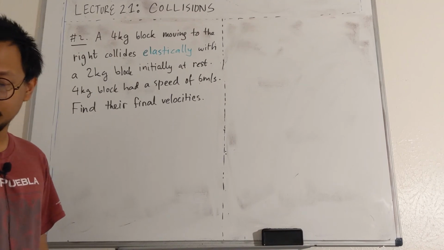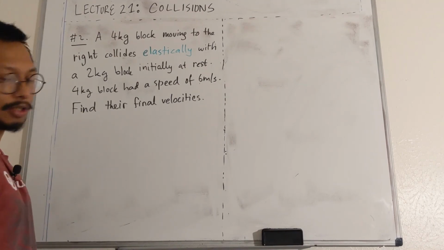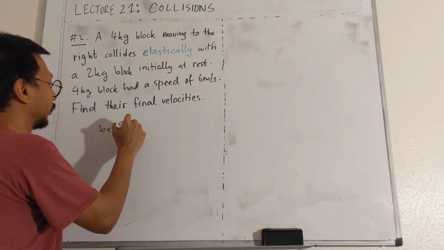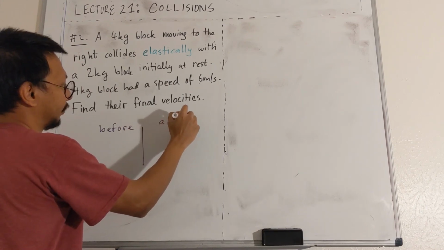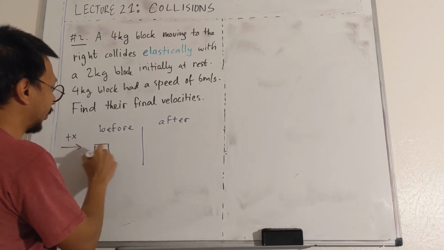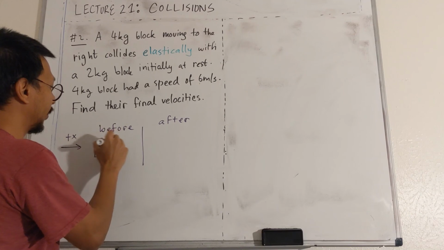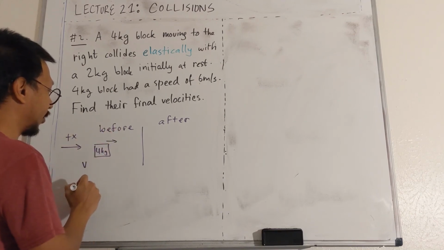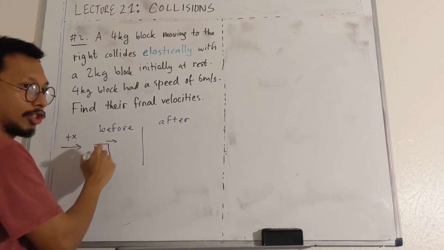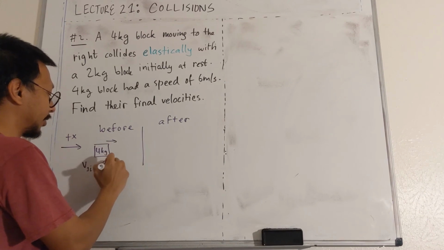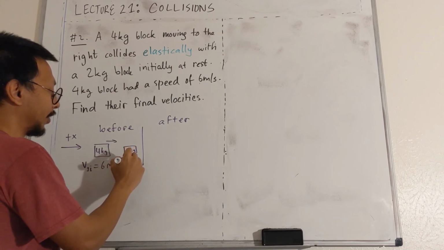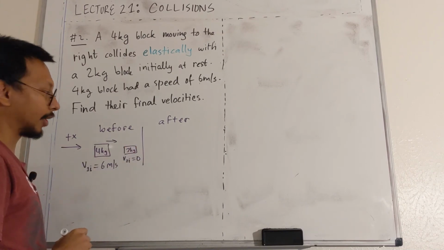Okay, so let's start with a diagram of the situation as always. Before, after, choosing rightward to be my positive x-axis. Before, we had the 4 kilogram block moving to the right at an initial speed of 6 meters per second. So this is v1i. This is the first object, so v1i is 6 meters per second, while the 2 kilogram block was just sitting here. So v2i was 0 meters per second.